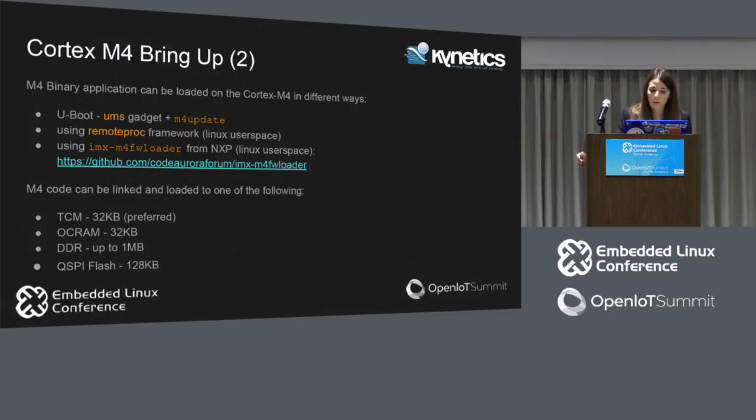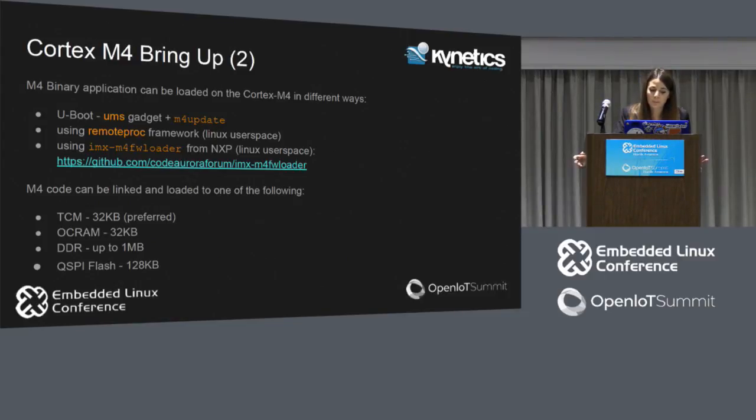You have a couple other choices. You can also use the remoteproc framework, which is still part of the OpenAMP framework, and all documentation is under the OpenAMP documentation. Or you can use the M4 firmware loader from NXP. Either of these methods will do the job. It basically depends on when you want your Cortex-M4 to be started. Then you can choose from which memory you want to run your application.